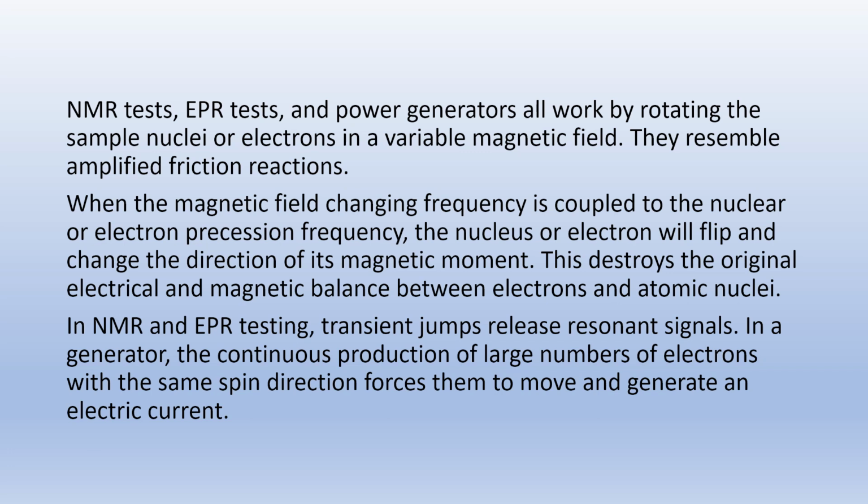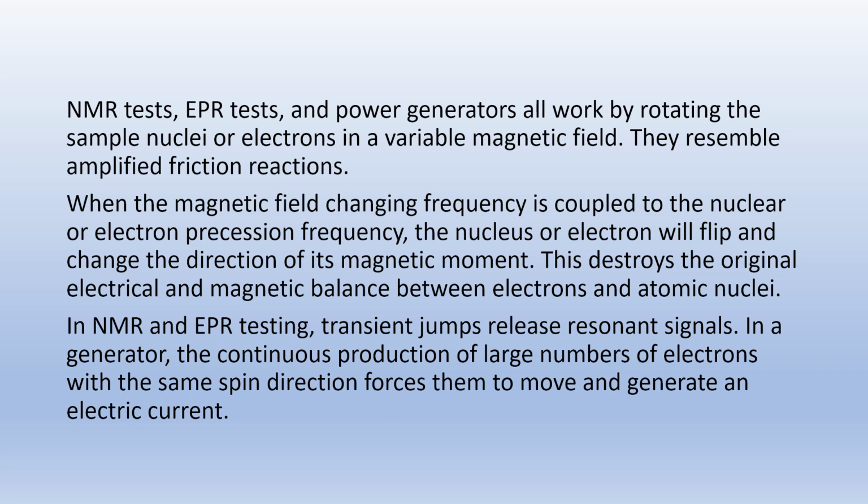NMR tests, EP tests, and power generators all work by rotating the sample nuclei, or electrons, in a variable magnetic field. They resemble amplified friction reactions. When the magnetic field changing frequency is coupled to the nuclear or electron precession frequency, the nucleus or electron will flip and change the direction of its magnetic moment.